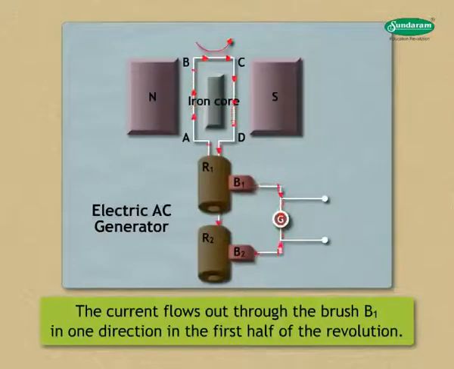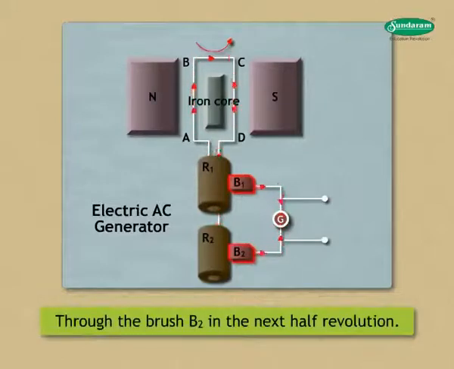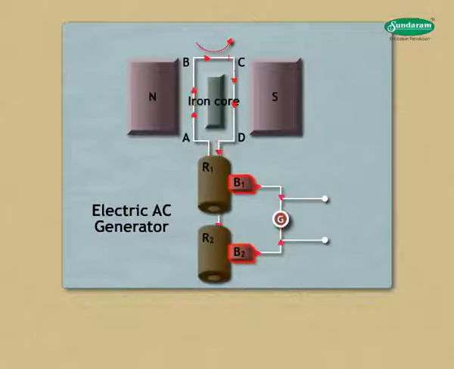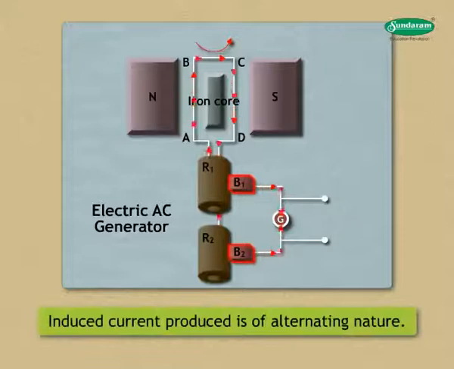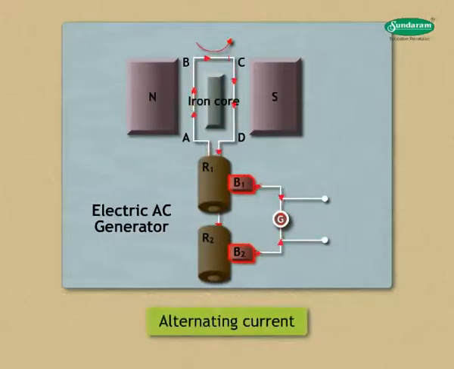The current flows out through the brush B1 in one direction in the first half of the revolution and through the brush B2 in the next half revolution. In the reverse direction, this process is repeated. Therefore, the induced current produced is of alternating nature. Such a current is called as alternating current.